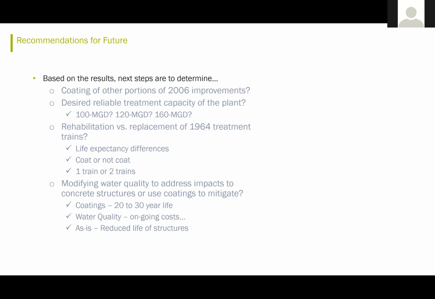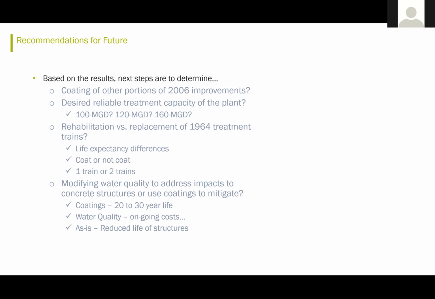So the next steps are they're going to look at coating other portions of the 2006 improvements. Initially, this project was also going to include some coating repairs to the sedimentation basins and flocculation basins. But based on the bids that they got, they decided to put that off for the time being. They're also going to look at re-rating the plant to see if they can get 100 MGD out of these filters, or possibly even more.